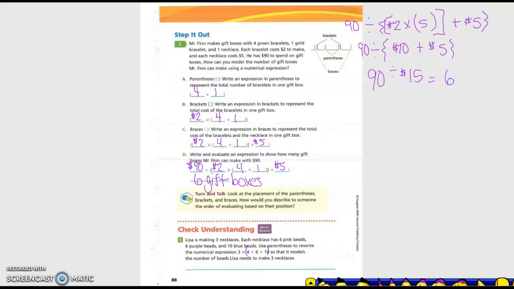Okay, so then I'm going to write 3 times. Okay, what is 4 plus 6 plus 10? 20, right? So 3 times 20 is, so she's going to need 60 beads.